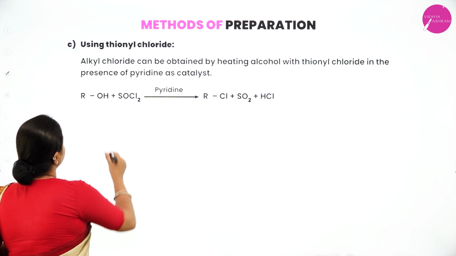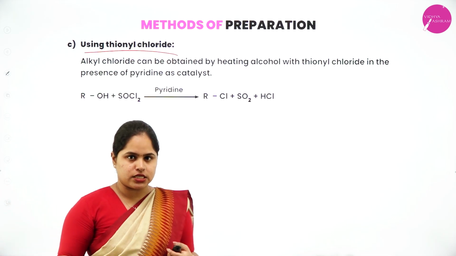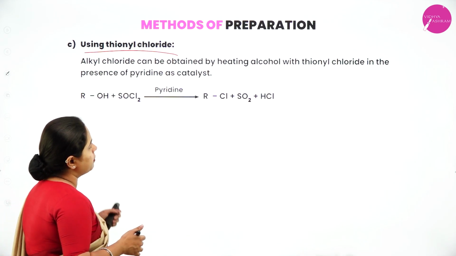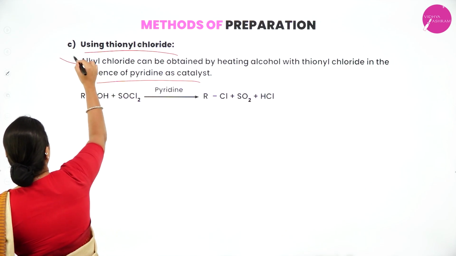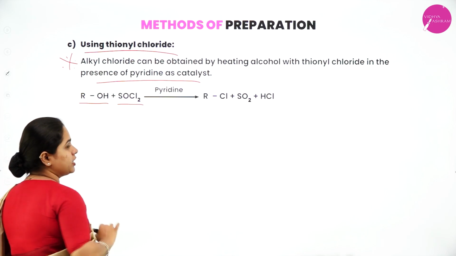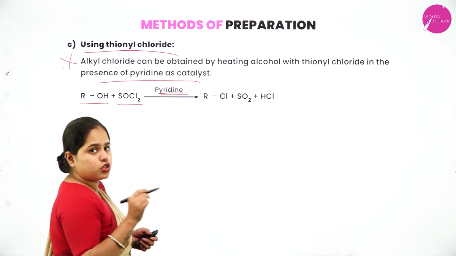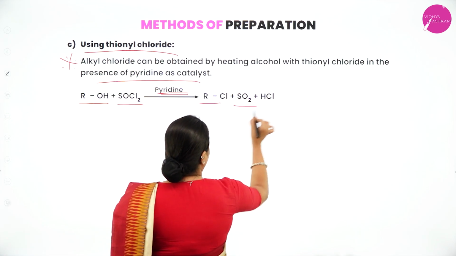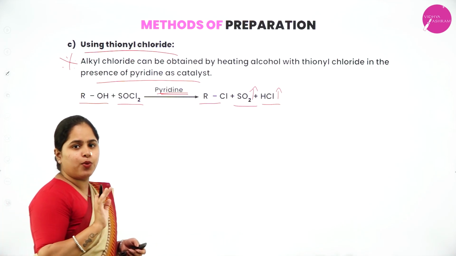Right. Now moving on to the next one, that is the third method, using thionyl chloride from alcohol. Alkyl chloride can be obtained by heating alcohol with thionyl chloride in the presence of pyridine as catalyst. So this is a very important equation. Why is it important? Let's see. Alcohol, when it reacts with SOCl2, which is called thionyl chloride, in presence of pyridine. So the catalyst is also very important to be remembered. What you will get? Alkyl halide, then SO2 gas and HCl gas. So SO2 and HCl, both of them are gases. So this is the importance of this reaction.